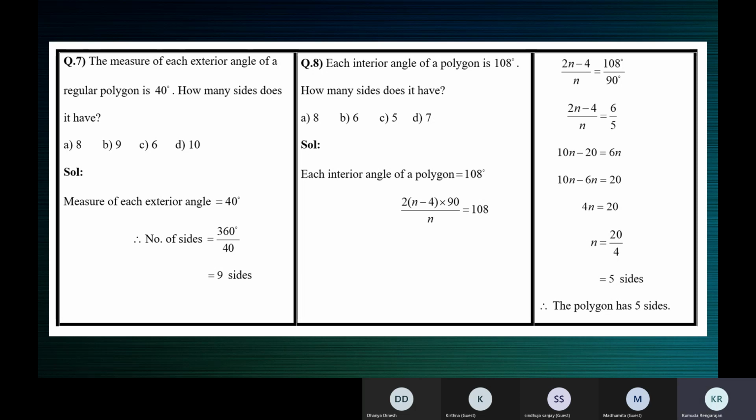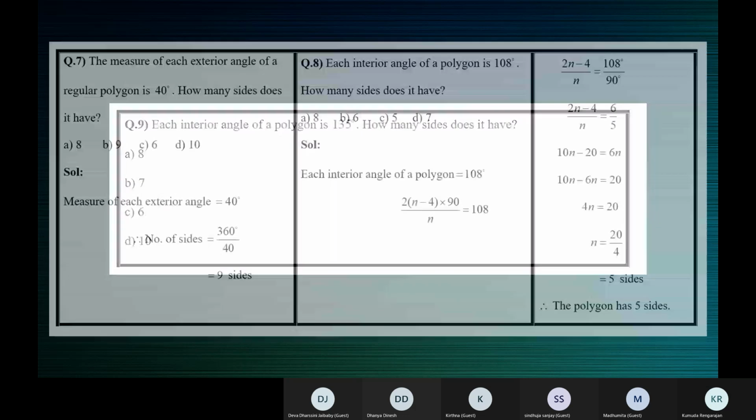So what kind of a polygon is it? Pentagon, ma'am. It's not just a pentagon. Regular. Yeah, it is a regular pentagon. It is a regular pentagon. Take a picture, children.